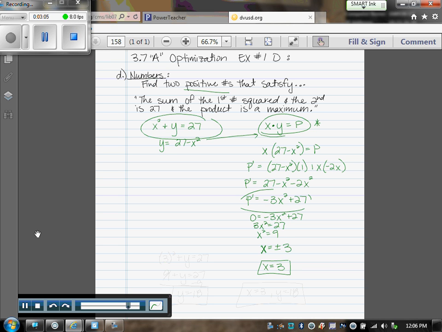If I know my first number is 3, how am I going to find my second number? Well, can I take that first number and plug it into this equation that we made in the beginning, where my first number squared plus my second number is equal to 27, and I can solve it from there? And I get y equals 18. So I have two positive numbers, x equals 3 and y equals 18, where the product is a maximum, and the first number squared plus the second number equals 27. It satisfies all our conditions. Hope that helps.